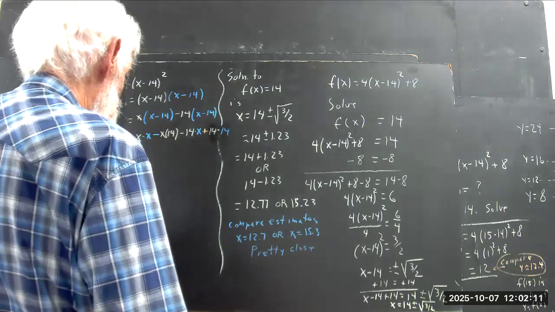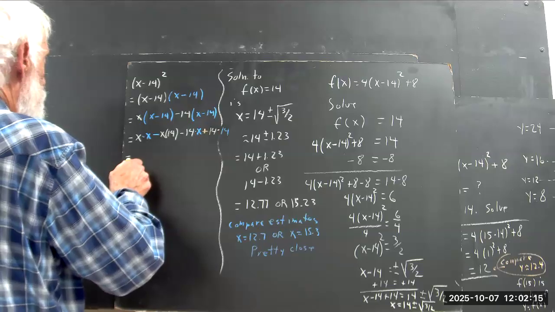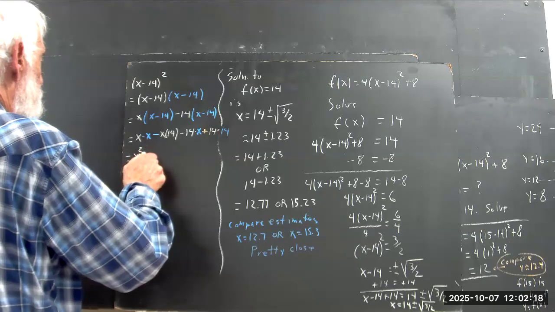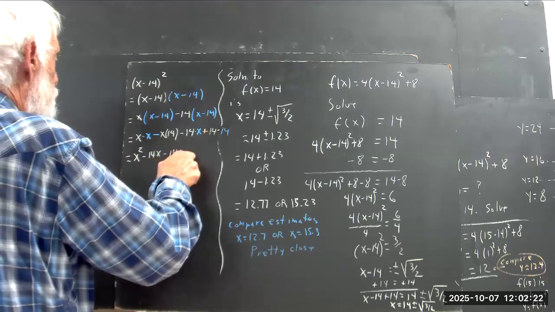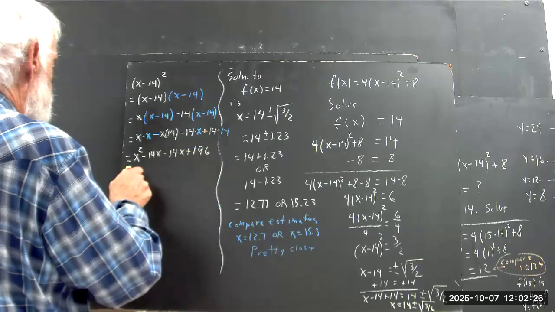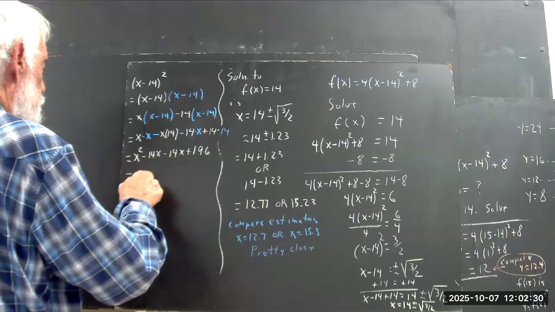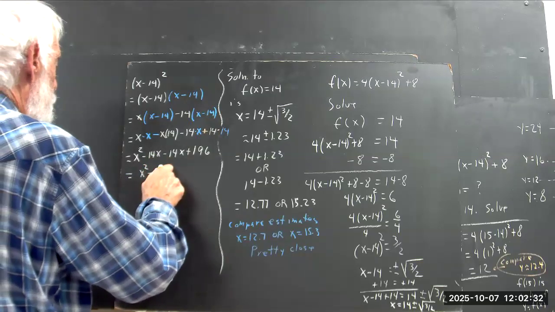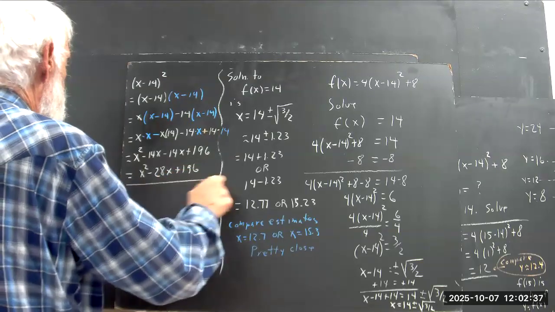We do that carefully, and you get x squared minus 14x minus 14x plus 196. And of course, you've got minus 14x and minus 14x. That'll give you minus 28x plus 196.